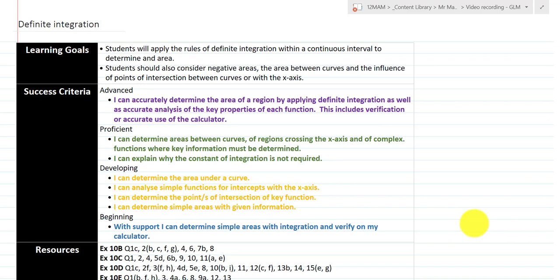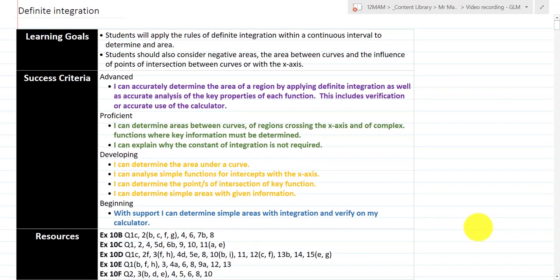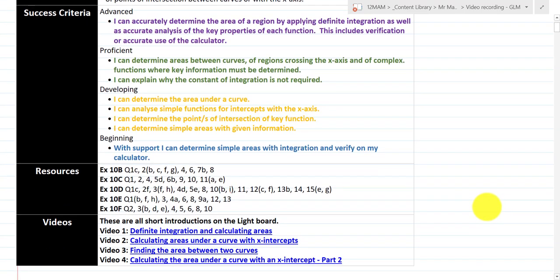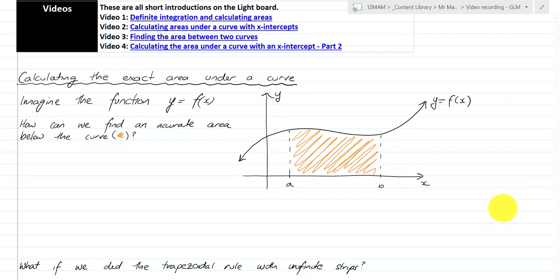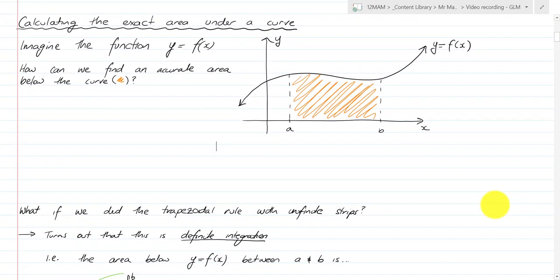These videos are a follow-up to our videos on integration and how we integrate functions to get back to derived functions. Before this video, it might also be worth having a look at the Trapezoidal Rule videos. Here are our success criteria and learning goals, and the resources for the textbook that we use. Let's move on. We're going to talk about finding the exact area under a curve.